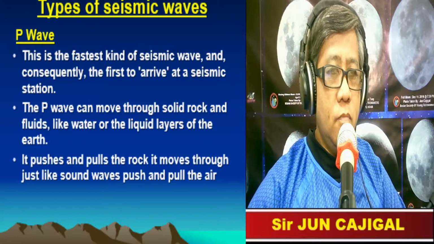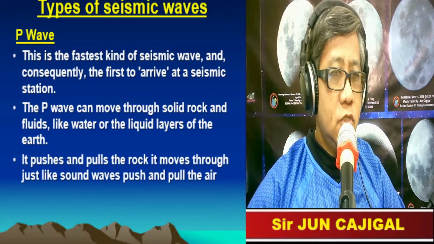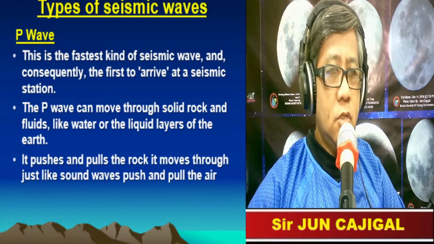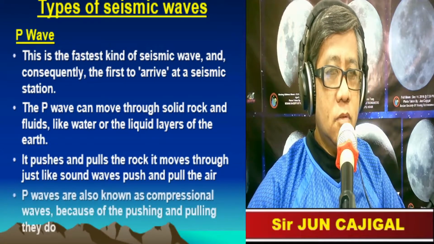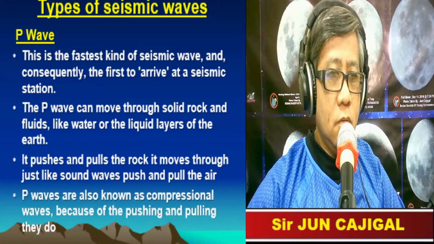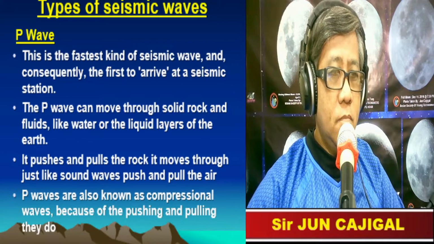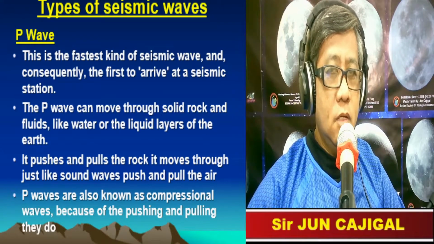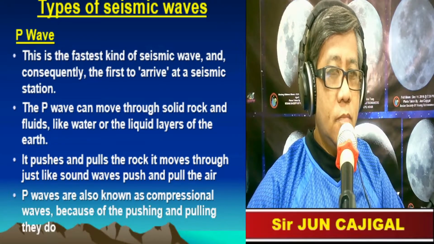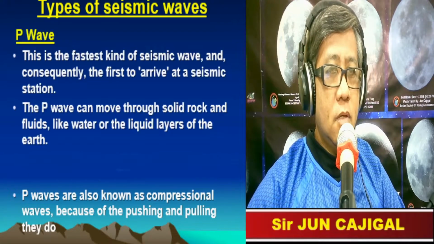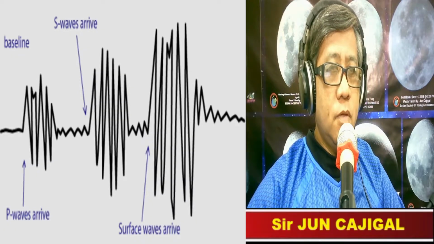This type of wave pushes and pulls the rocks as it moves through them, just like sound waves pushing and pulling the air. This type of wave is also known as compressional waves. P waves are known as compressional waves because of this pushing and pulling of the rocks, just like sound waves pushing and pulling the air molecules as they move through it. So that's how we describe the P wave.